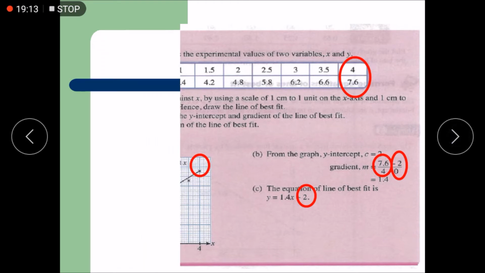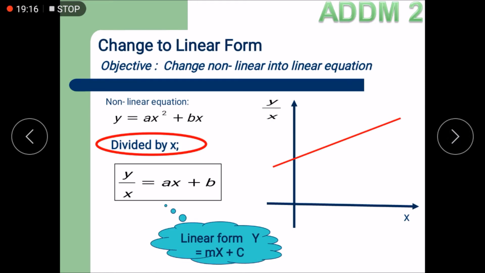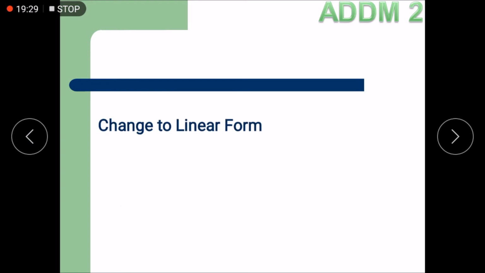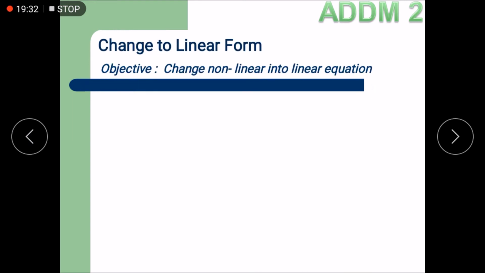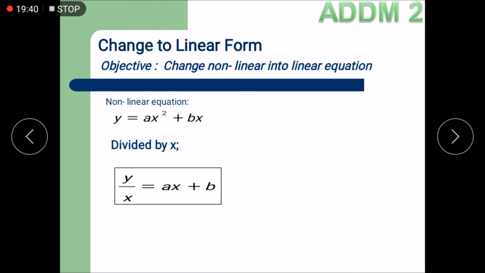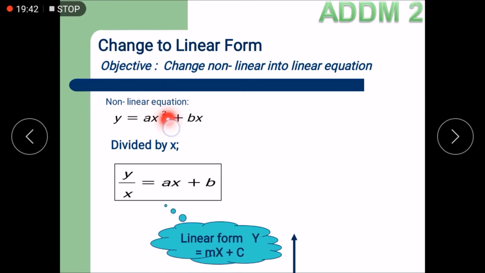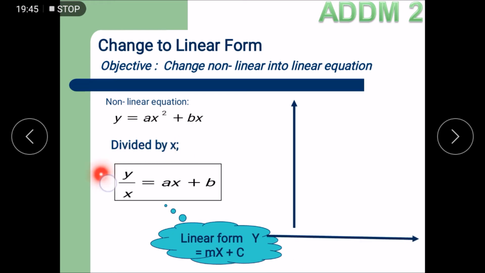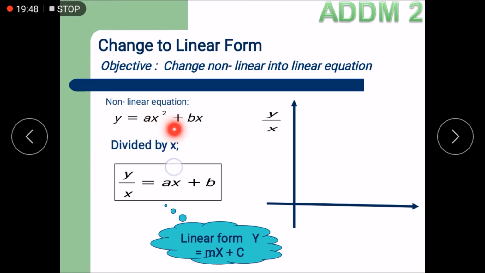Now let's see how to change from a non-linear form to a linear form. The first step is to get your non-linear equation, which is given in your question. Normally they give a question like this: y equals ax squared plus bx. How to change it to linear? You see your x squared is power 2, so I just divide by x. I divide the y with x, I divide ax squared by x and I get ax, and bx divided by x gives b.